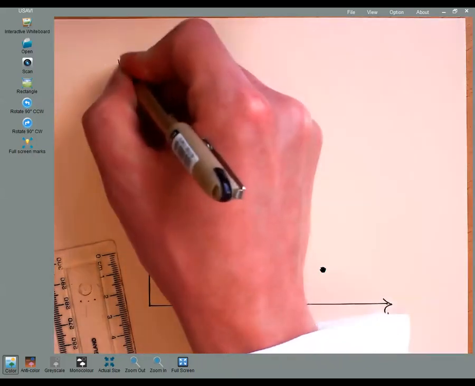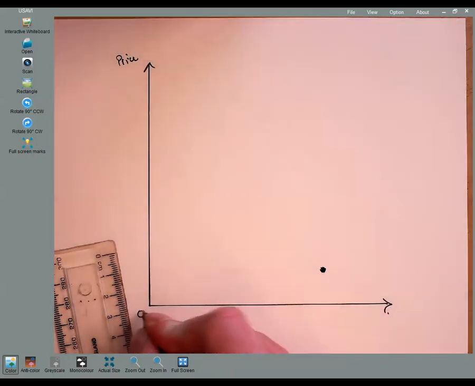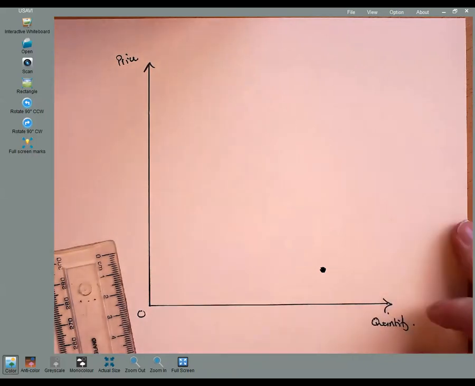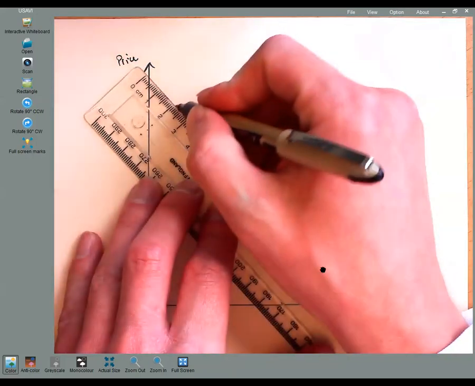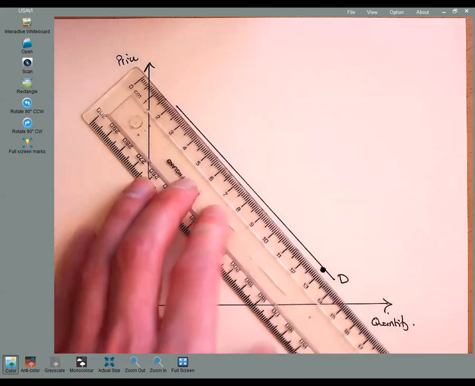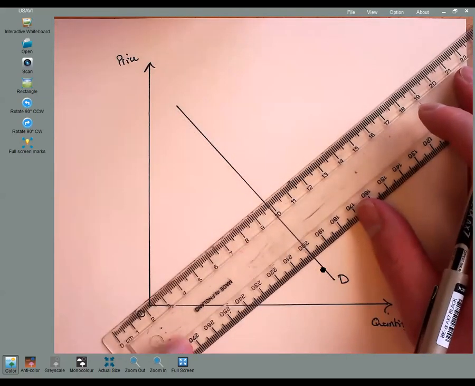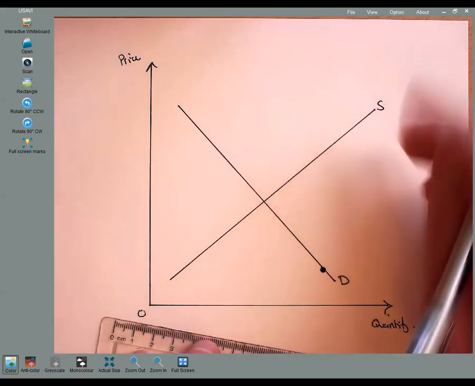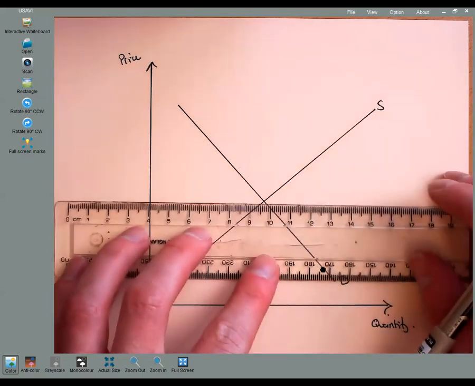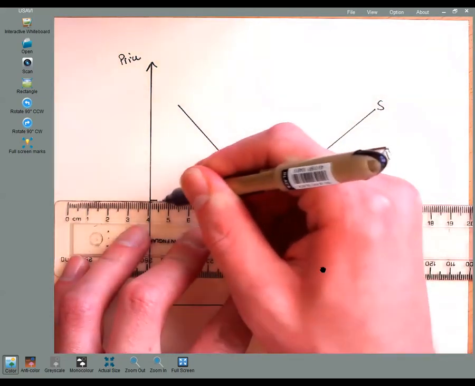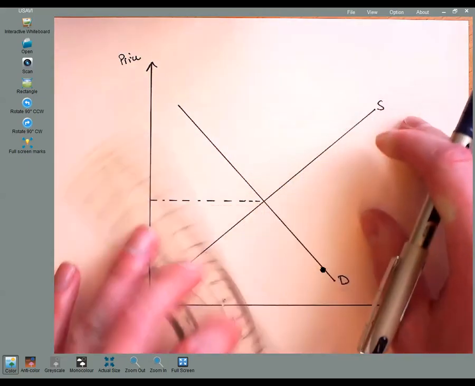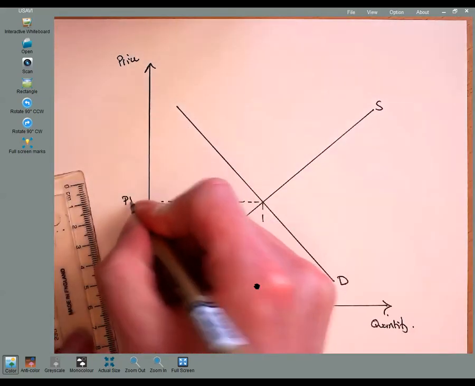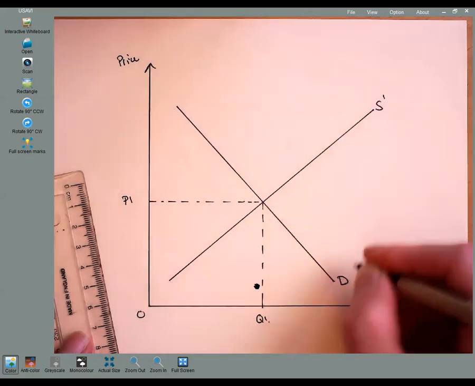On the y-axis, you've got price, 0 in the corner, and quantity then on the x-axis. We start off, as always, with our standard downward sloping demand curve. Now this is for a product market, not for a labor market, so I'm just using standard supply and demand. Upward sloping supply curve. And then we have our dashed line showing us our original equilibrium, our equilibrium set in the free market. So P1 and Q1, S1 and D1.